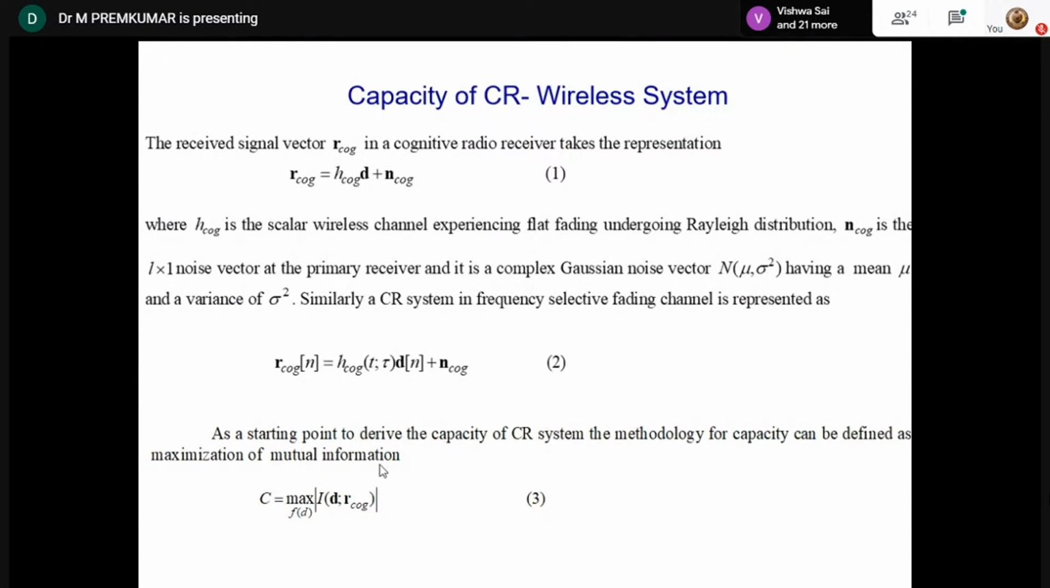So it is maximization of mutual information. This is with respect to the transmitted signal. D is the transmitted signal and R is the received signal. This is a simple derivation which we are all aware of, how to find out the mutual information or capacity, with respect to the amount of source data which we transmit.